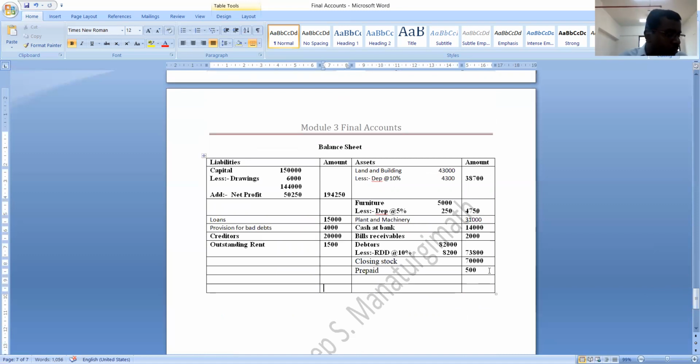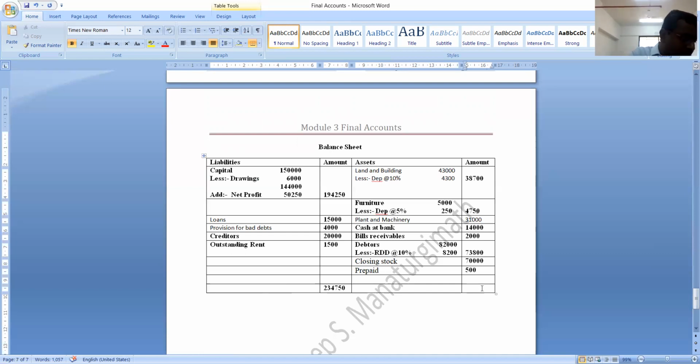Now you need to make the total of the balance sheet, and this balance sheet total must tally. Let us check the total. First, we'll make the total on the liability side: 1,94,250 plus 15,000 plus 4,000 plus 20,000 plus 1,500. Total is 2,34,750. Now let us check the asset side.